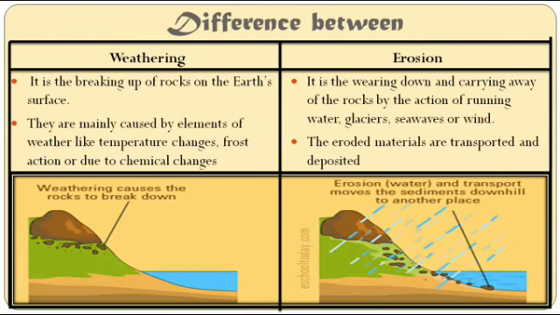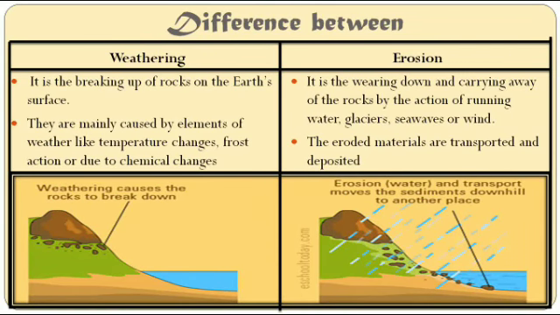Erosion is the wearing down and carrying away of rocks by the action of running water, glaciers, sea waves, or wind. The eroded materials are transported and deposited. What weathering has started is continuously eroded. Suppose a rock has been fragmented into small pebbles with the pressure of wind, water, or sea waves, it is being moved from one place to another. That shifting from one place to another is known as erosion.